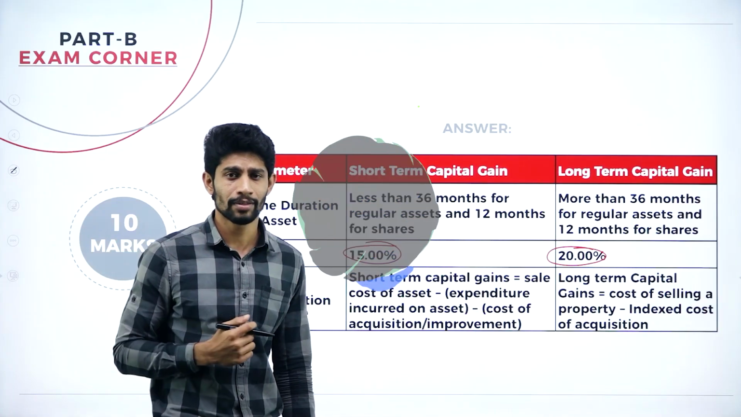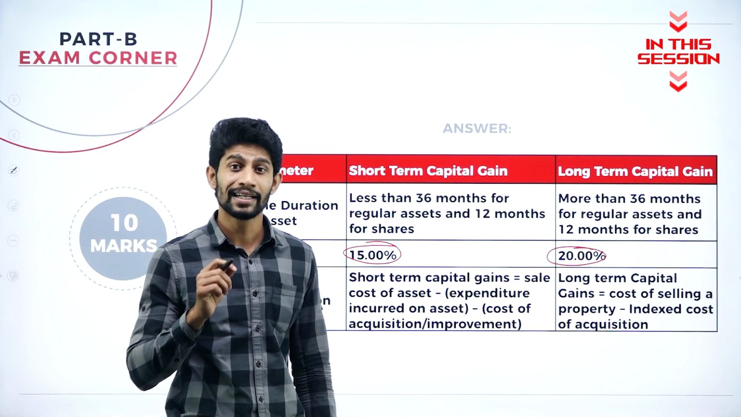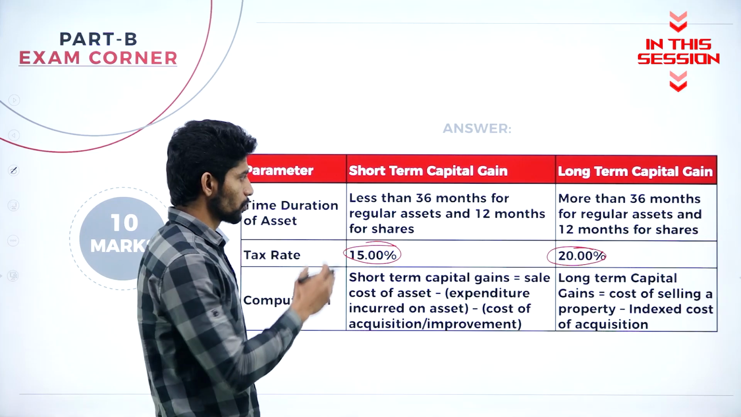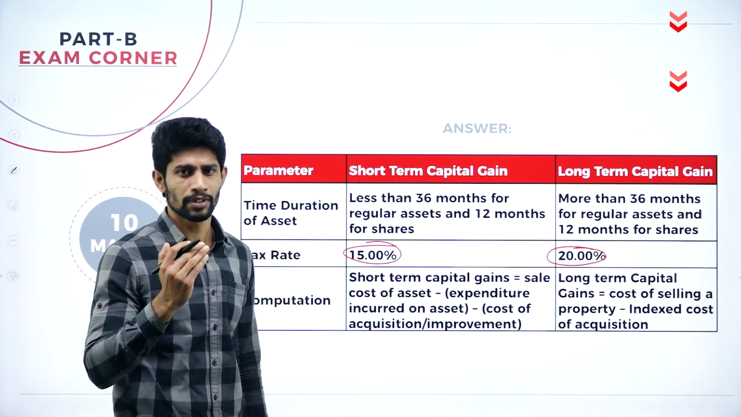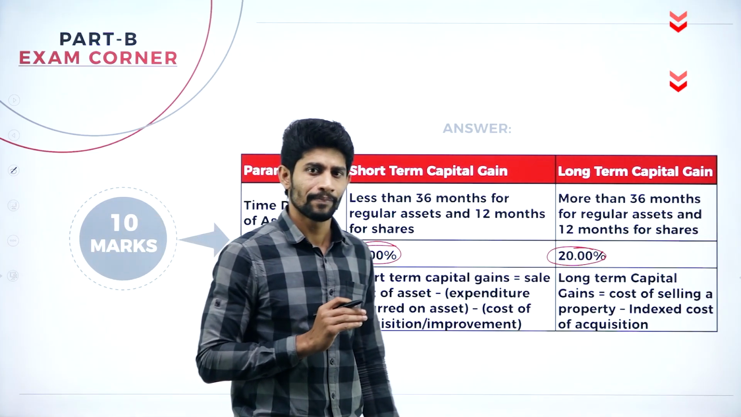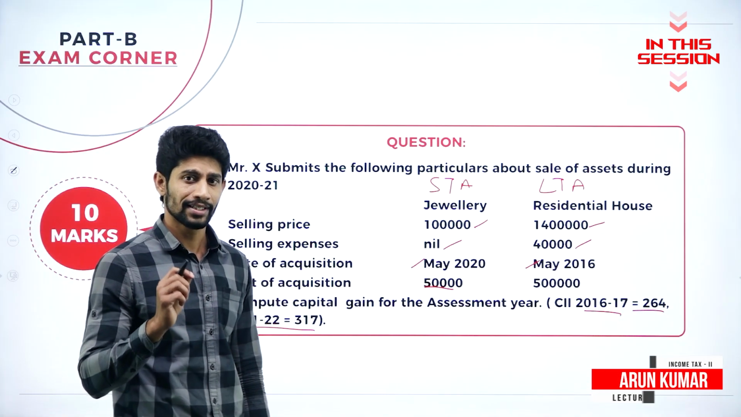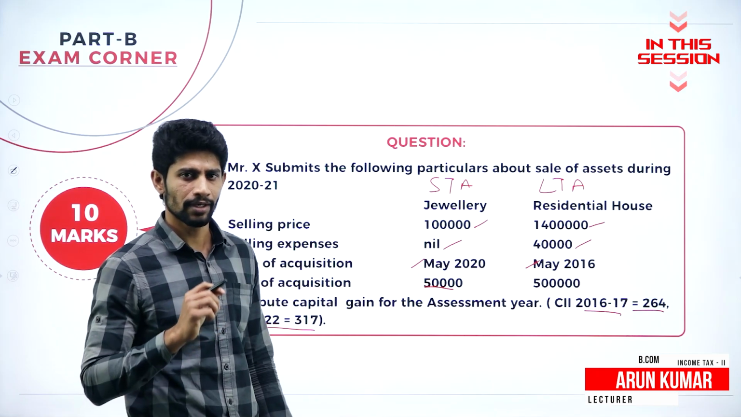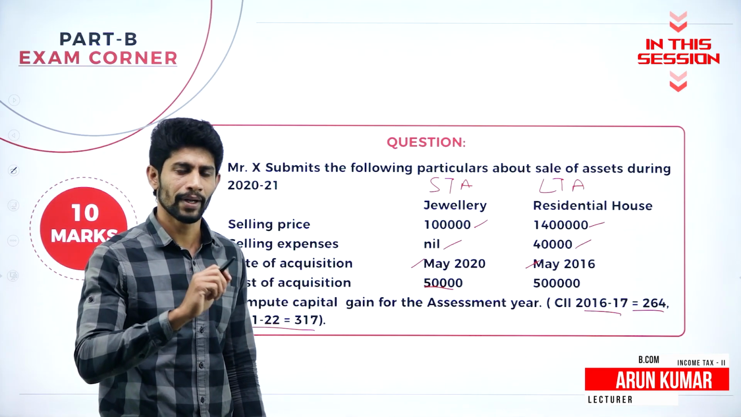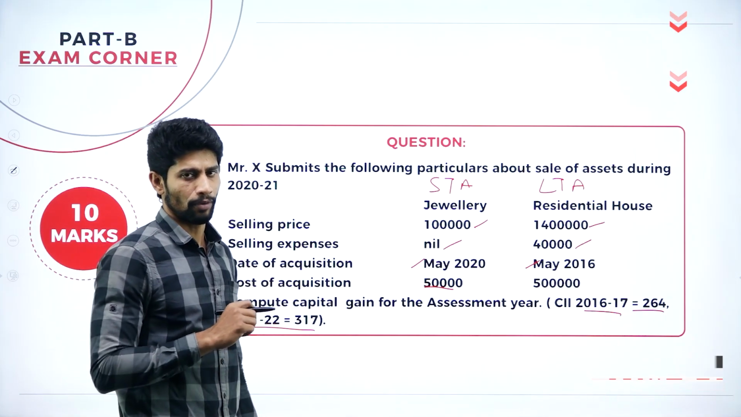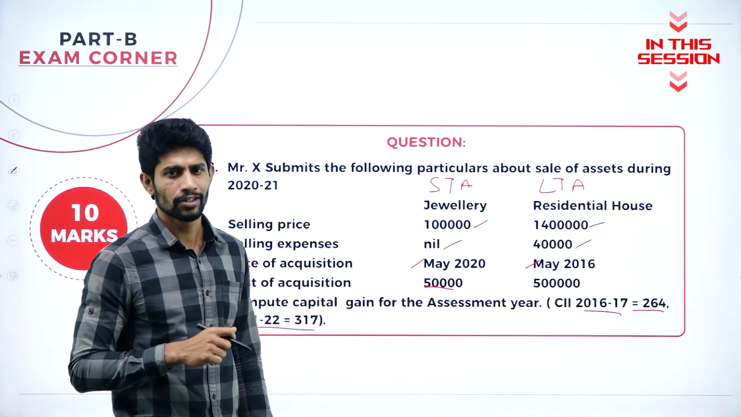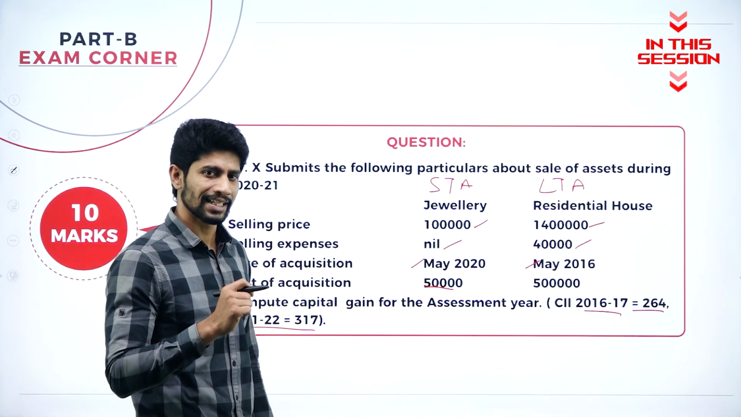While you are computing long-term asset, it is sales value minus indexed cost of acquisition. So this is how you are supposed to give the difference between the long-term asset as well as the short-term asset. Cost of inflation index, it will be the CII value. It will be given in the problem itself. You need not worry. So they will be giving it in the problem. By using this information, you are supposed to find out the income from capital gain.